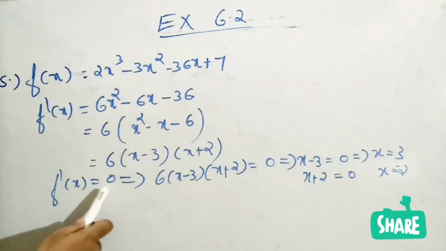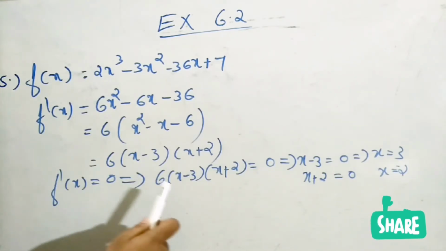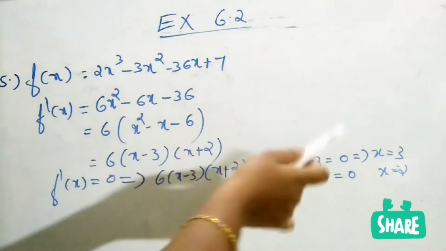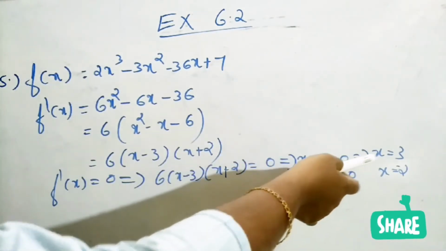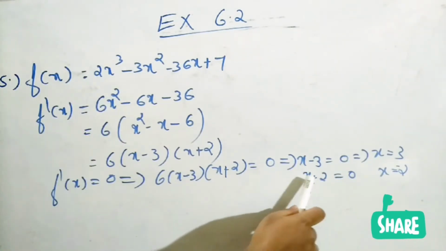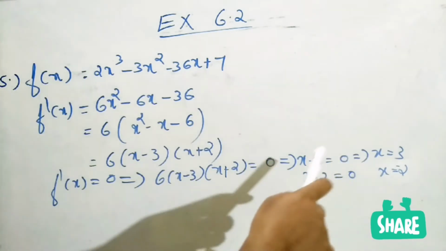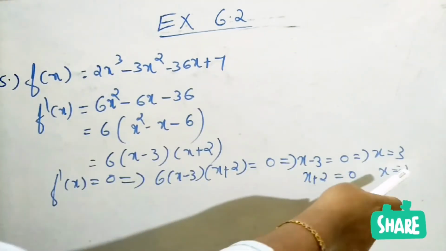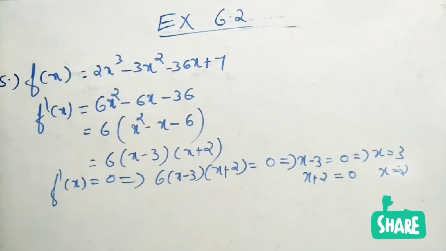Now, f dash of x is equal to 0 implies 6 into x minus 3 into x plus 2 is equal to 0. That implies x minus 3 equal to 0 or x plus 2 equal to 0. Anyway, 6 cannot be equal to 0. If x minus 3 equal to 0, we will get x is equal to 3. If x plus 2 is equal to 0, we will get x is equal to minus 2.